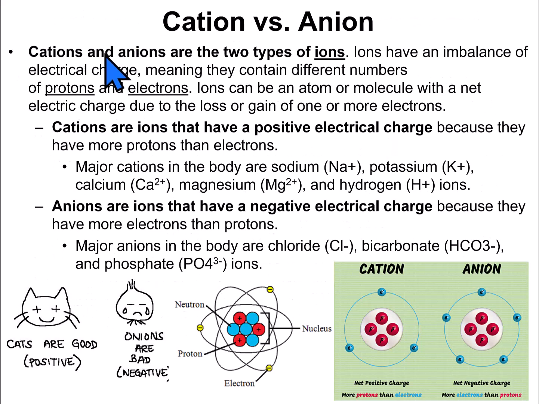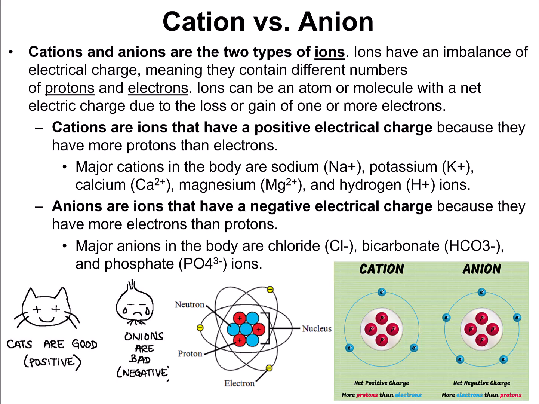Cation versus anion. Well, cations and anions are two types of ions. Ions are the electrolytes. They have an imbalance of an electrical charge, meaning they contain different numbers of protons and electrons. Remember, in the nucleus, you have protons and neutrons, typical nucleus of an atom. Well, the number of protons equals the number of electrons in a neutral atom.